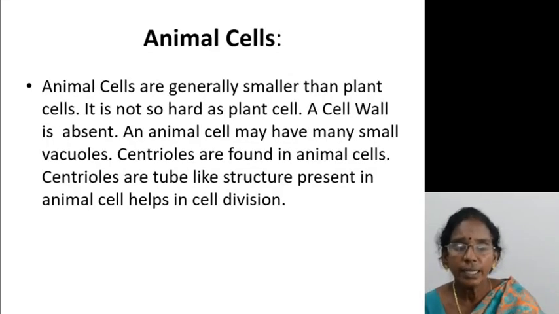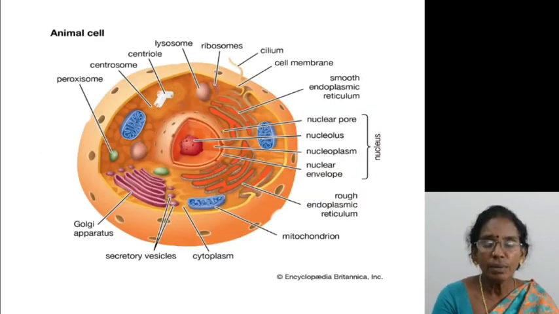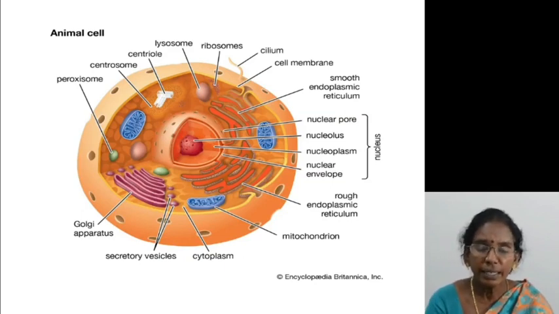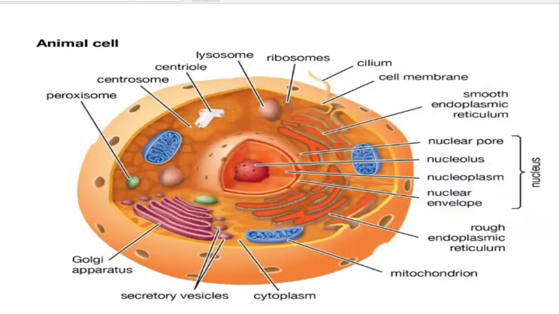Now let us see the animal cells. The animal cells are usually smaller in size. And then the cell wall is absent in the animal cell. Then chloroplast is also usually absent in the animal cell. In the animal cell, the vacuoles are smaller in size. The centrioles are present in the animal cell. Centrioles are tube-like structures present in the animal cell. They help in cell division.